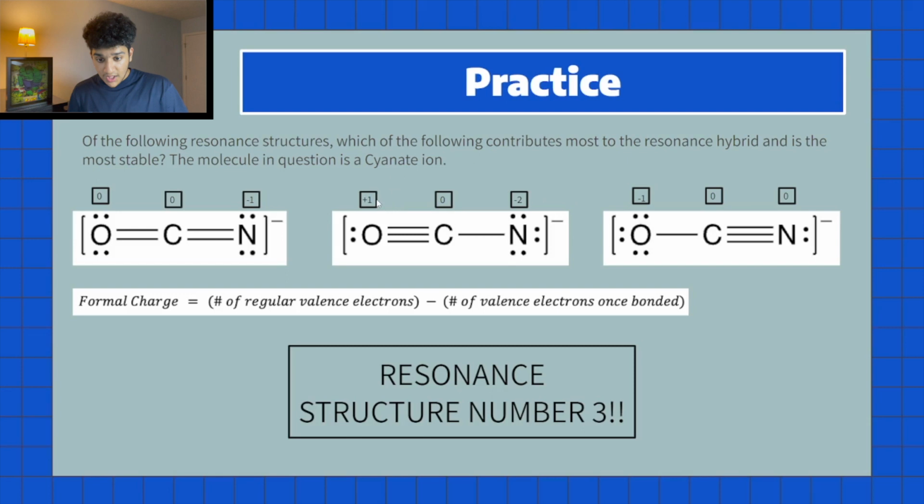But in this case, 1 and 3 are the better choices because it's kind of less charge overall, if you get what I'm trying to say. And then finally, we use that tactic of having the more negative charge be on the more electronegative atom. And since oxygen is more electronegative than nitrogen based on the periodic trends, we want it to be there. And that's why resonance structure number 3 is the one that contributes the most to the hybrid.